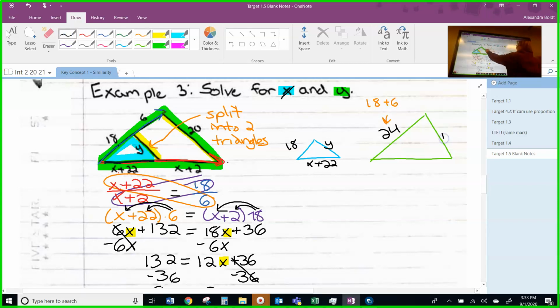This side here is easy, that's just your 20. It's just one solid line, there's nothing being added. So that's 20. And then this bottom side, I have x plus 22 and x plus 2. So I have to add those together. And if I add x plus 22 plus x plus 2, I get, well, x plus x is 2x, 22 plus 2 is 24.